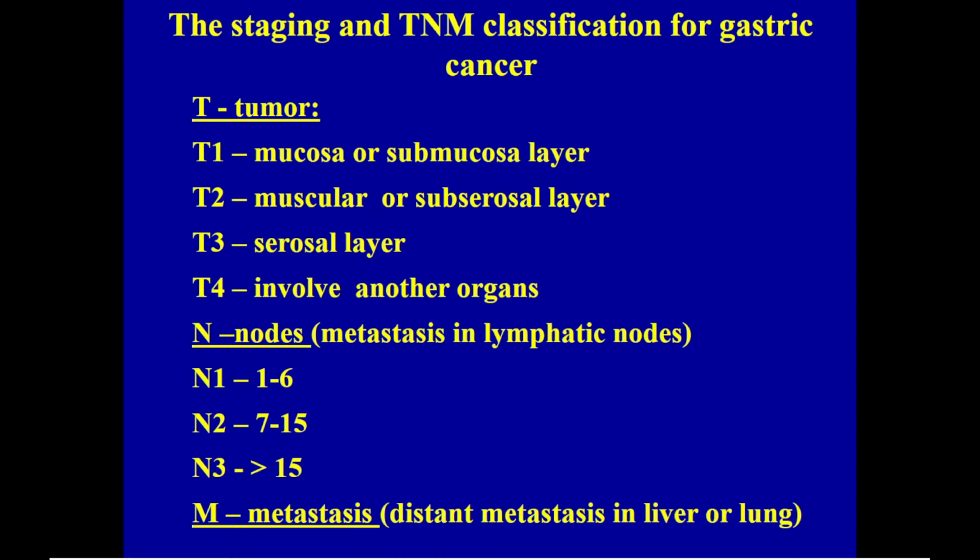The staging and TNM classification for gastric cancer. T is tumor. T1: tumor invasive to mucosa or submucosal layer. T2: muscular or subserosal layer. T3: to serosal layer. T4: involves other organs.